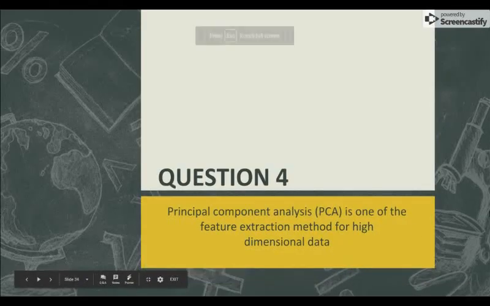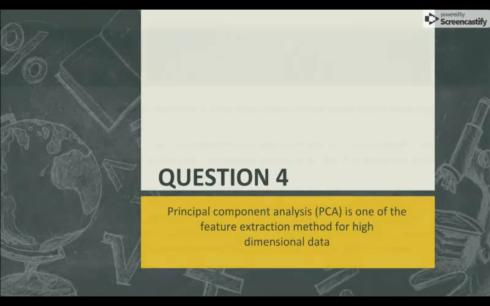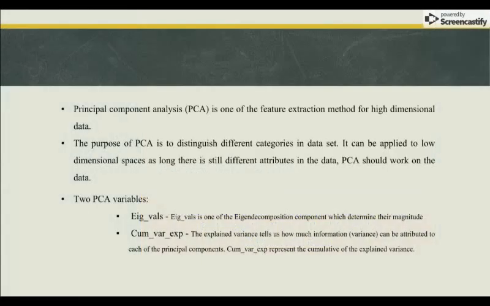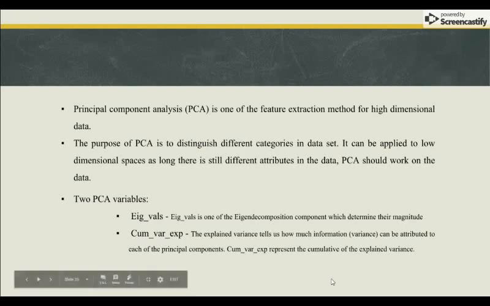Alright, for question 4, we discuss principal component analysis. Principal component analysis (PCA) is one of the feature extraction methods for high dimensional data. The purpose of PCA is to distinguish different categories in a dataset. It can be applied to low dimensional space as long as there are still different attributes in the data. PCA should work on the data.